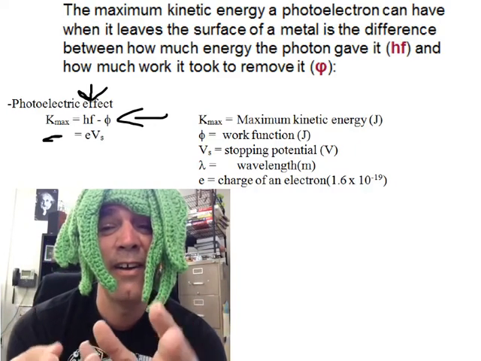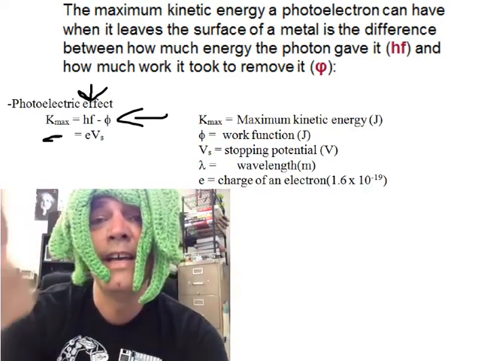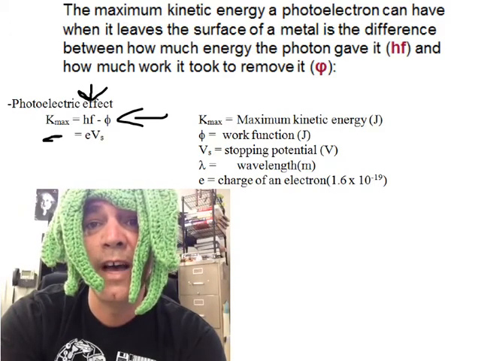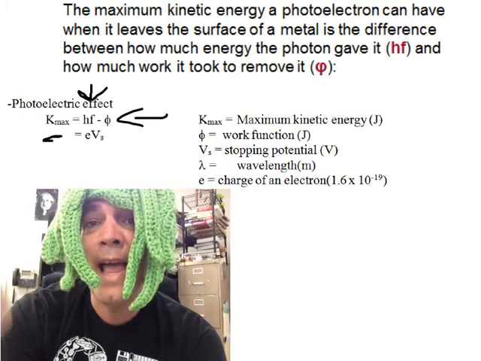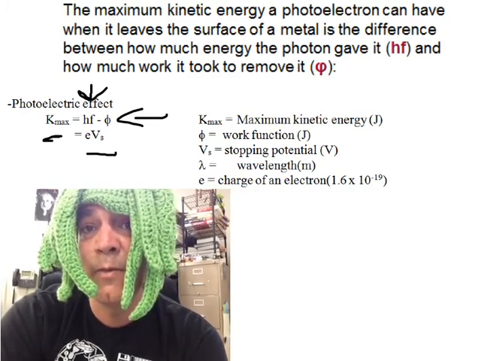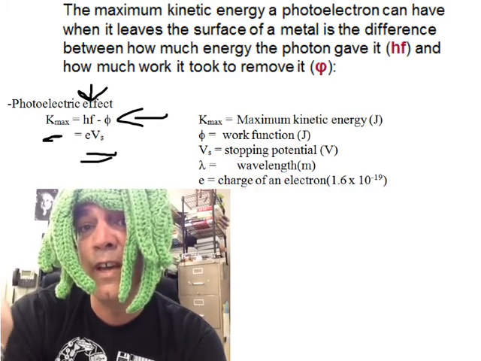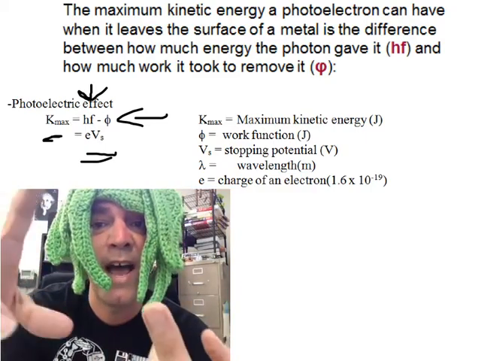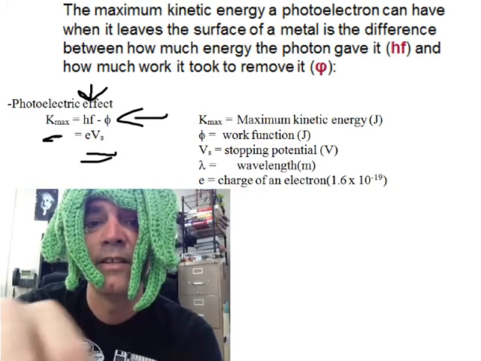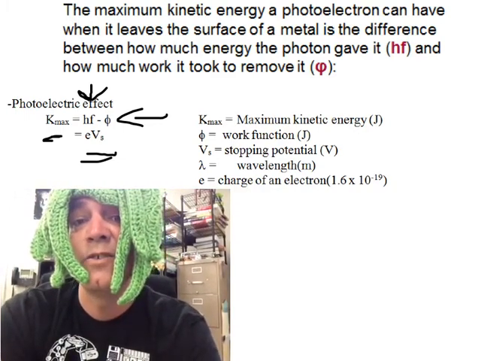But the energy that the electron will have coming off is the total energy of the photon, which gives up all of its energy, minus however much it takes to get away. And because he sets up his experiment the right way, that's going to equal QV, or eV sub S, and he can use that to make a nice graph to analyze his data, just like we always do in physics. We like to analyze our data.